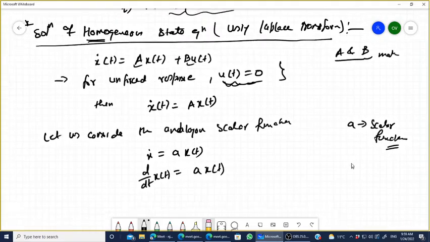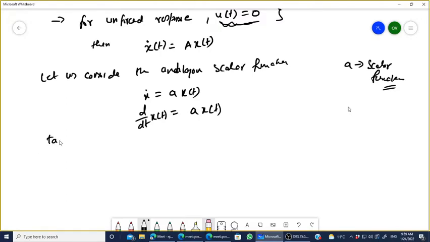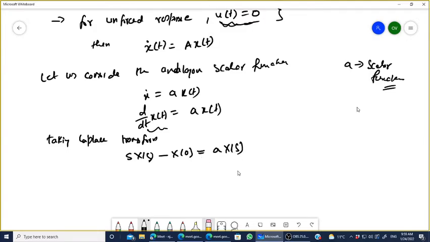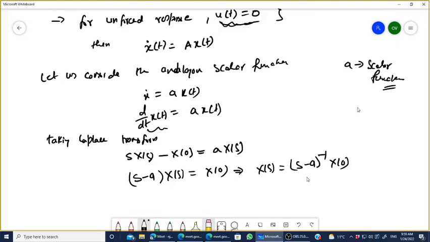So take the Laplace transform. What is the Laplace transform of this function? s times X of s minus x of 0 is equal to A X of s, right? So you can write that s minus A into X of s is equal to x of 0. You can also write X of s is equal to s minus A inverse x of 0, and it can be written as X of s is equal to 1 upon s minus A times x of 0.